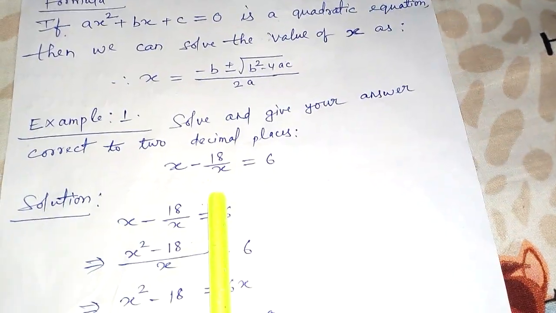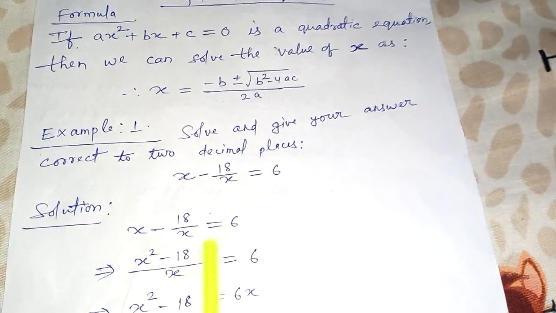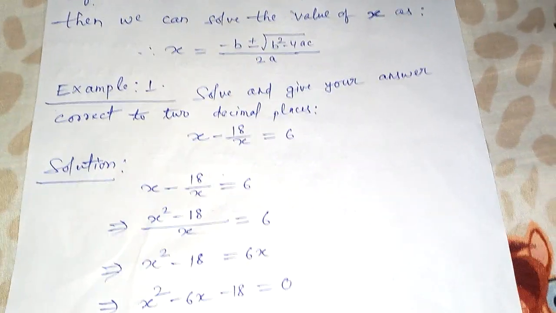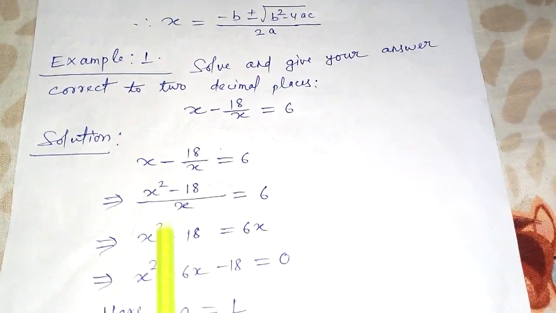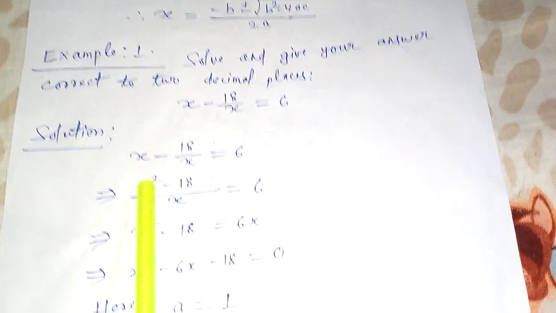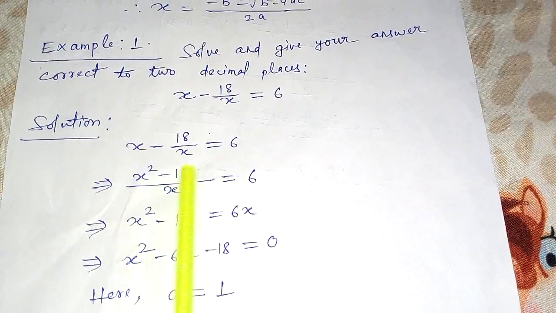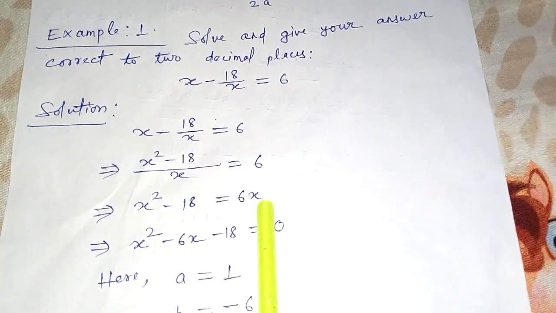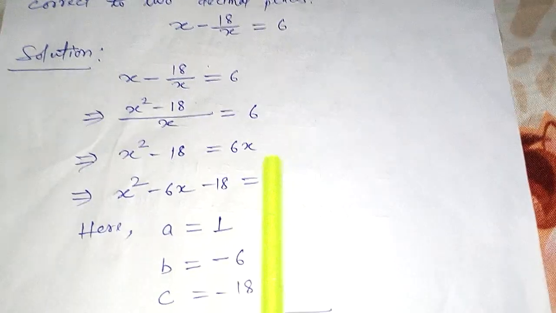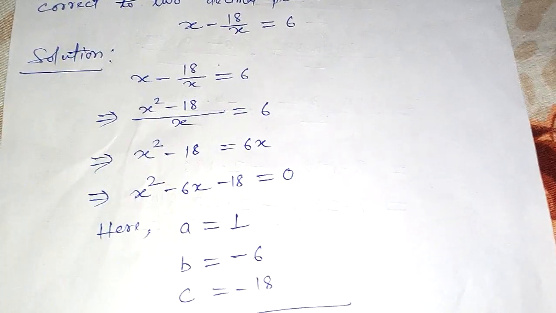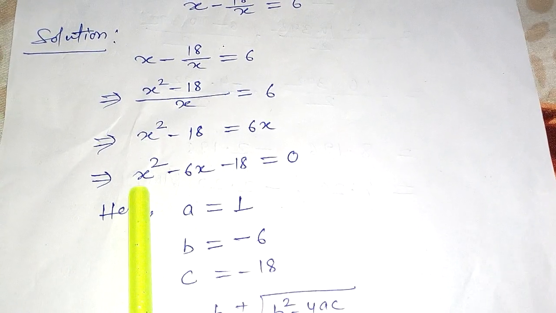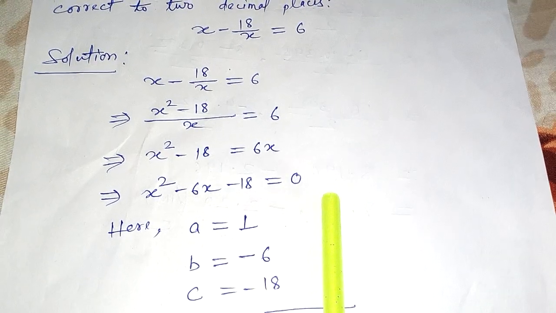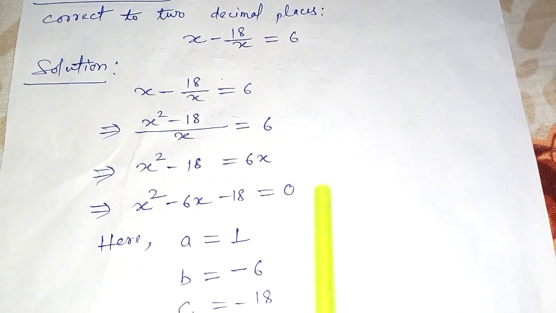But if we do LCM and then try to solve this question, it will become a quadratic equation. How? You see, I did LCM here. LCM is x, and we got x square minus 18 equal to 6x. It's time to cross multiply this 6 with x, and we got 6x here. Then we shifted this 6x to the left side. Finally we got the expression x square minus 6x minus 18 equal to 0, and this is the correct form of a quadratic equation.